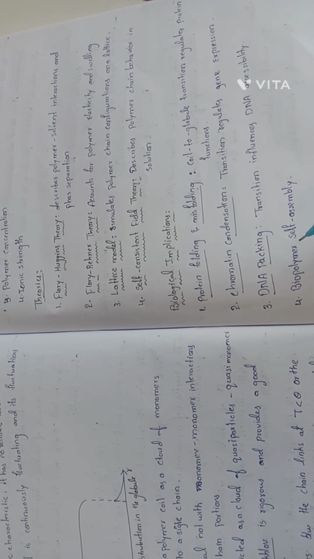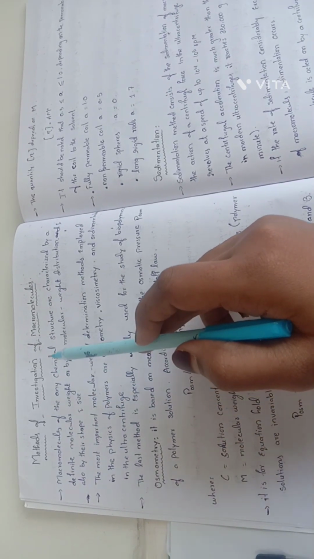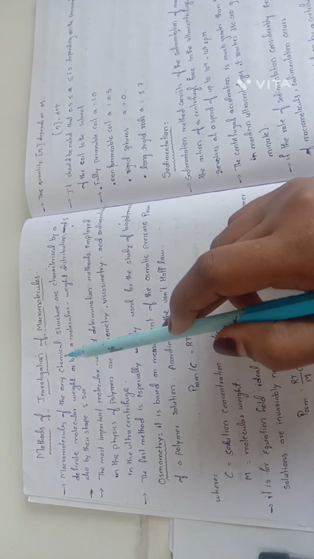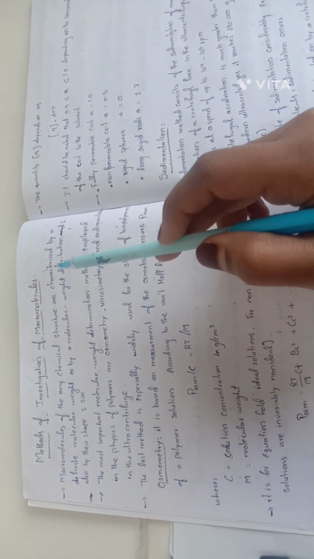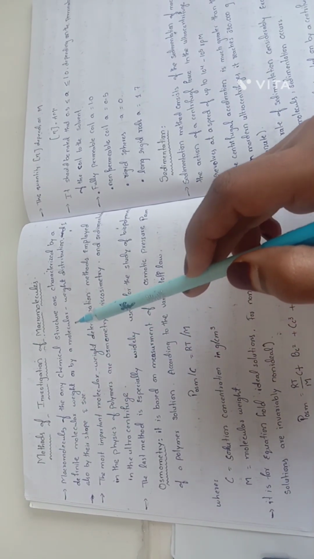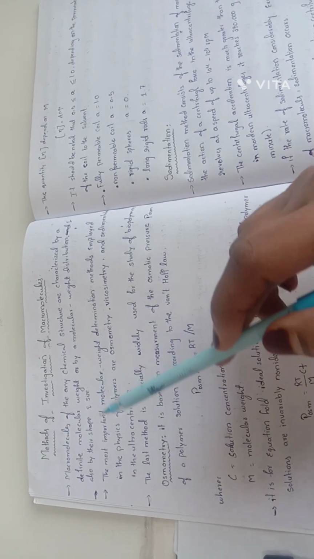Fourth, biopolymer self-assembly. The second topic is methods of investigation of macromolecules. Macromolecules of any chemical structure are characterized by a definite molecular weight or by a molecular weight distribution and also by their shape and size.